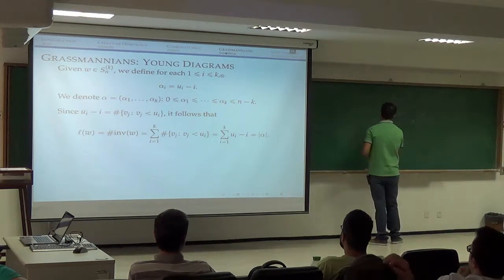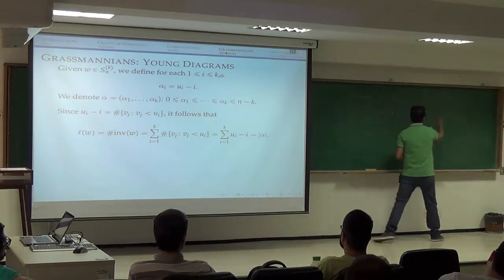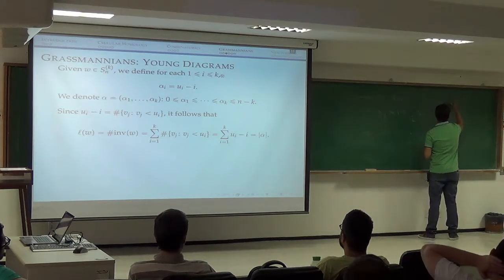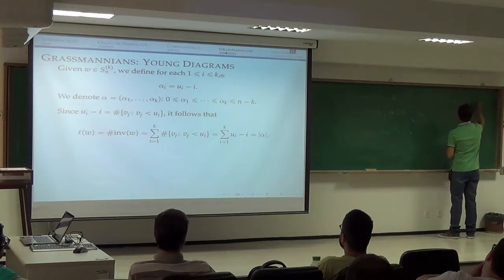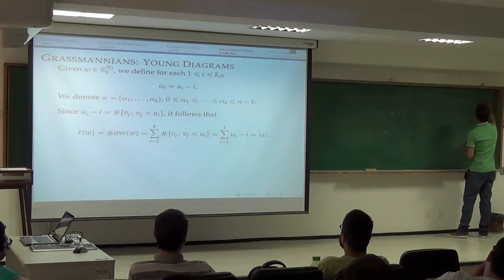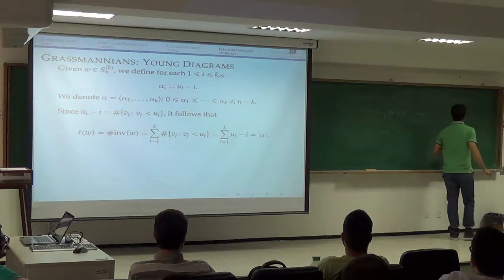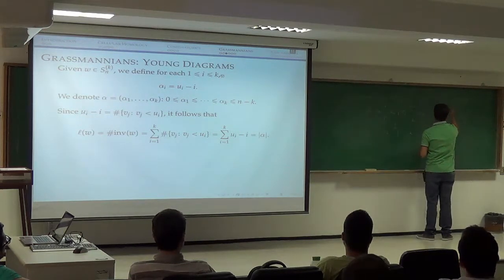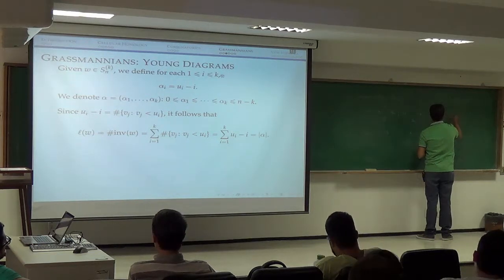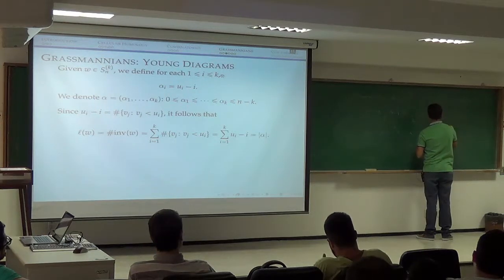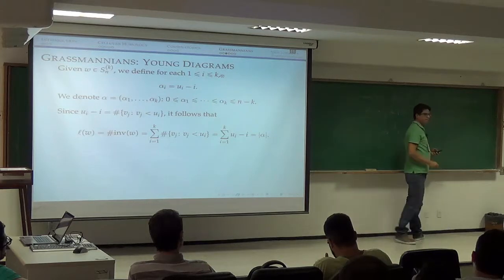For example, if we start with 2, 4, 5, 1, 3, 6, what is alpha 1? Alpha 1 will be 2 minus 1. Alpha 2 will be 4 minus 2. And alpha 3 will be 5 minus 3, which is also 2.